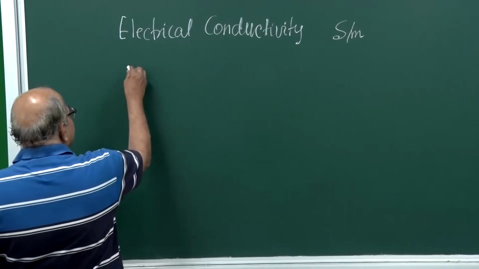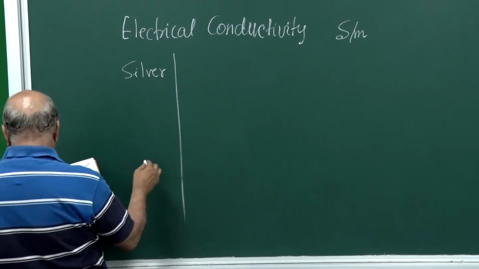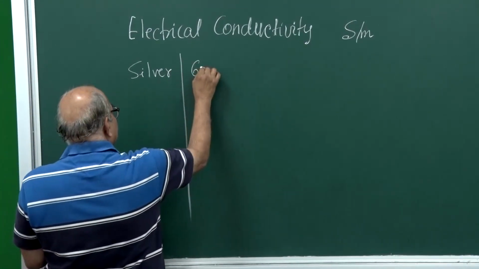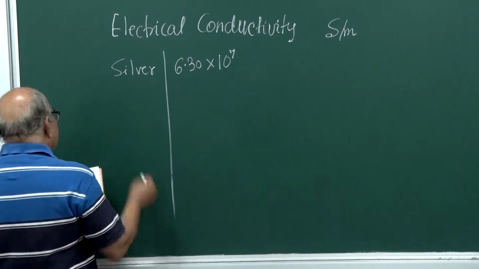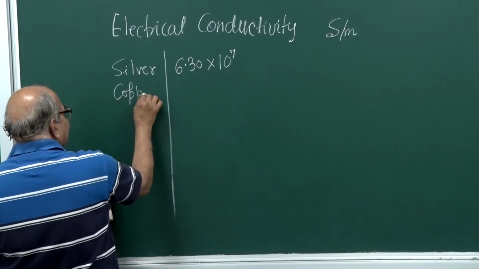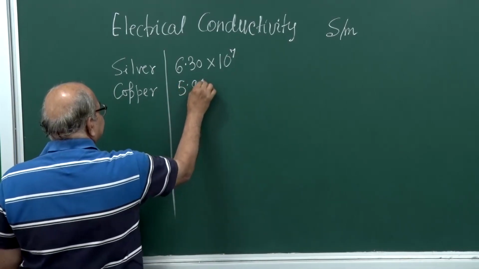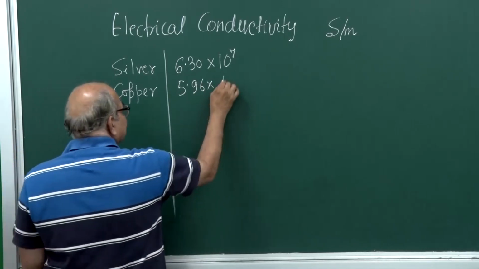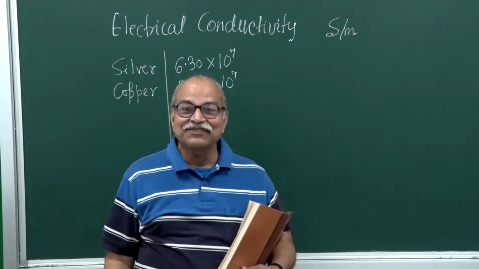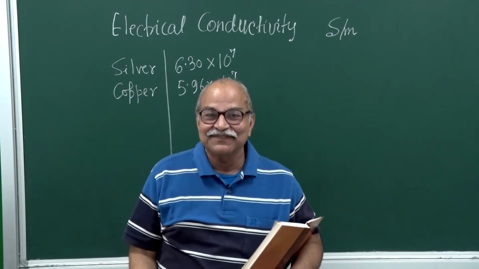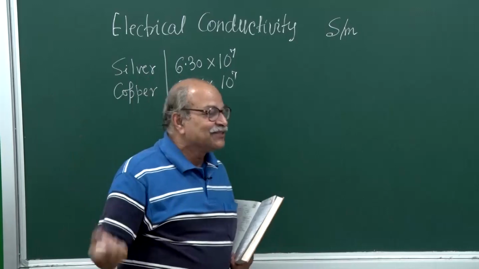So silver, so let's start with silver. The silver conductivity is 6.30 into 10 power 7 in this SI unit. Copper is 5.96 times 10 to the power 7. So if you can do a silver wiring in your house, that will be much more efficient as far as the electric conduction is concerned. Of course, the costs will be, you will be at the top of the world.